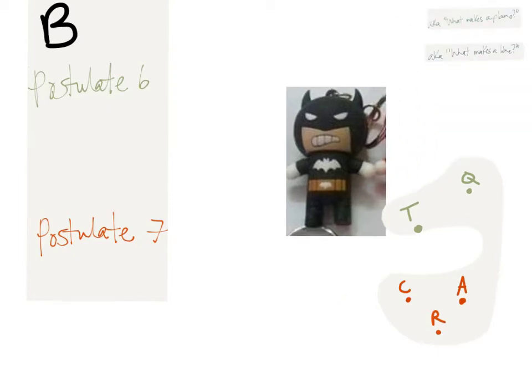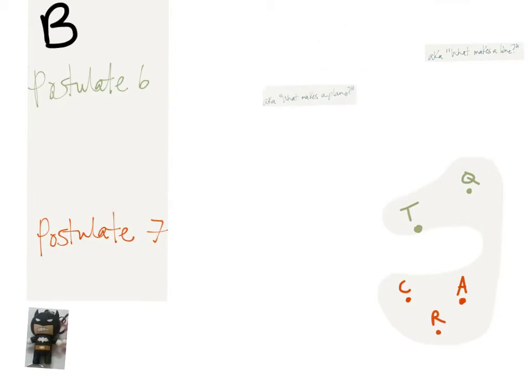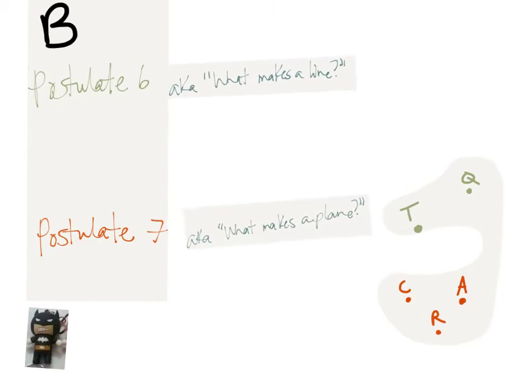What I've done, I'm going to go ahead and move the theme for our video, our Batman. He's your Avenger. To reveal also known as, think of them as nicknames. They might help you remember the part that I want you to remember about the postulates, and that is not what the postulate's name is, but what the postulate says. So postulate 6, I said it's also known as what makes a line, and postulate 7, I said it's also known as what makes a plane.